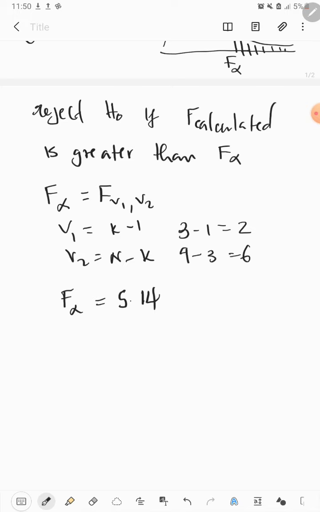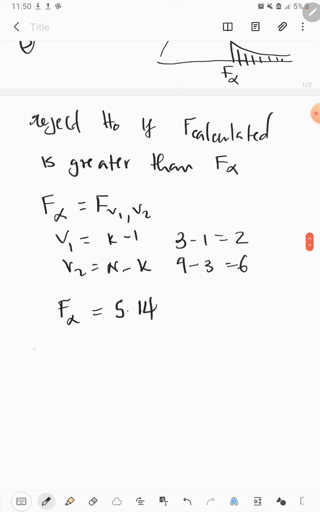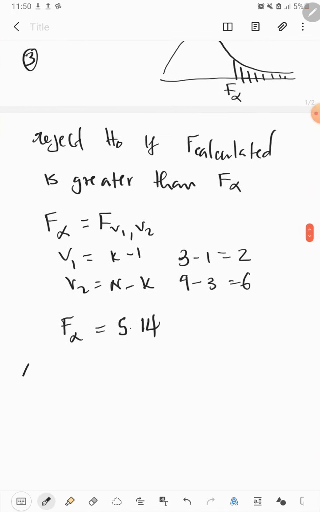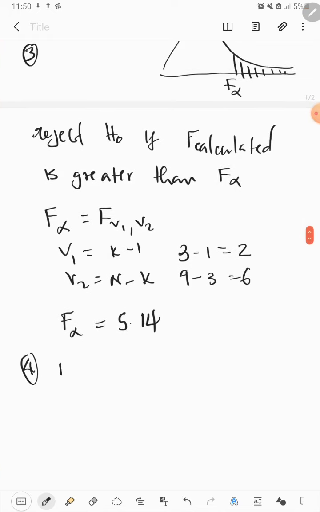So that means you're going to reject H naught if F calculated is greater than 5.14. Okay. Now that you have determined the rejection region, our fourth step is to calculate the sample evidence. Now here, that's where there's a big difference, because the F is given by the mean squares between divided by the mean squares within.